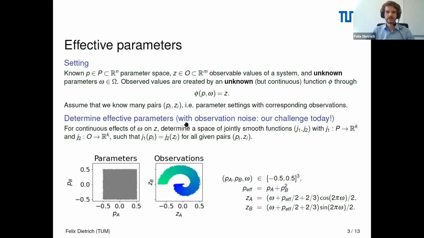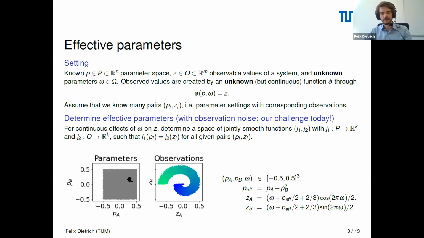And it's special because now we have this observation noise, right? We have continuous effects of some unknown parameter omega on the observables. And the goal now is to determine this space of jointly smooth functions. That's what we invented for our method, J1 and J2 in this case, that are defined one on the parameters P, and J2, so the other corresponding jointly smooth function, is defined on the observables O, such that their values for the two pairs are exactly the same. And I will explain this in more detail with this little toy example here.